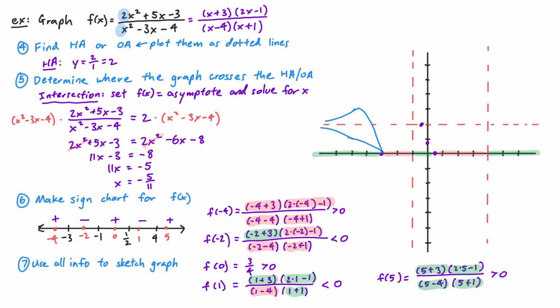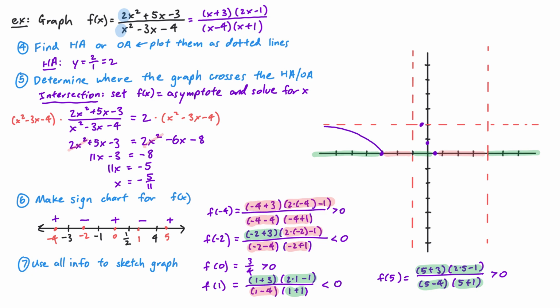Now, to help us decide which is the correct behavior, we want to go back and think about what happened in step 5. In step 5, we determined where the graph intersected the horizontal asymptote or oblique asymptote. In this case, we found that the intersection was at x equals -5/11, which is this point over here. The graph does not intersect the horizontal asymptote anywhere else. Specifically, there's no crossings anywhere on this region of the graph. So this tells me that my graph isn't going towards the horizontal asymptote from above, it's going towards the horizontal asymptote from below. So I would draw something like this.